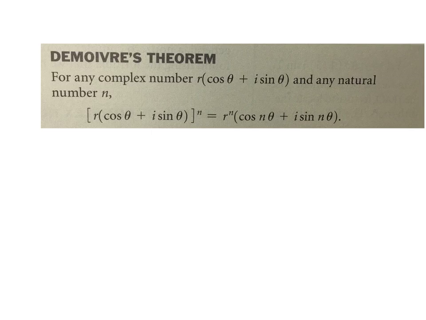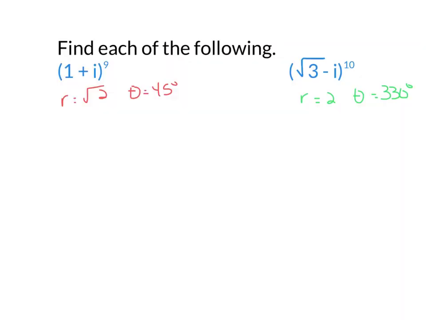For any complex number, this is basically how you raise a complex number to a power. If it's in trig form, you raise r to the power, and you multiply theta by whatever power it is. Let me just show you one here. The first one says 1 plus i to the 9th power.